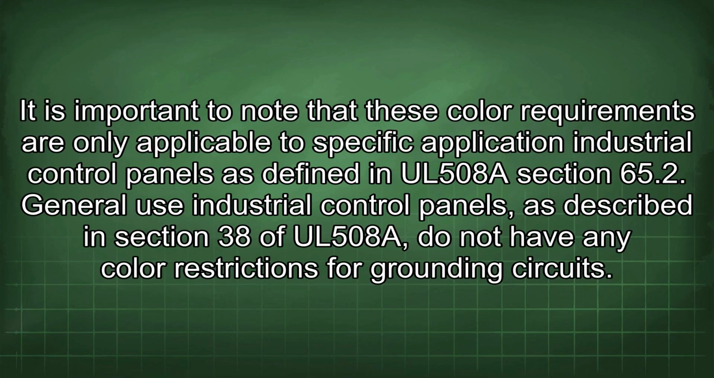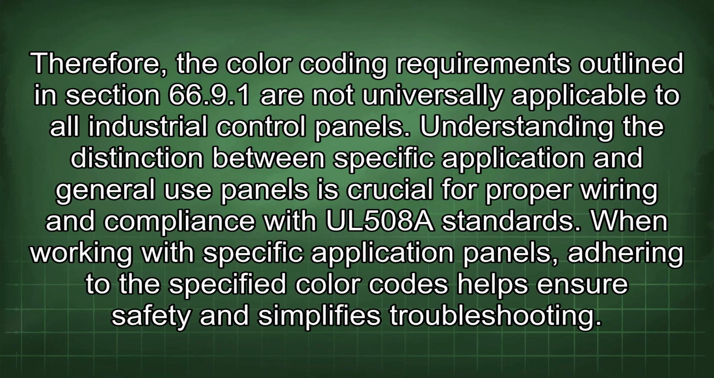It is important to note that these color requirements are only applicable to specific application industrial control panels as defined in UL508A section 65.2. General use industrial control panels, as described in section 38 of UL508A, do not have any color restrictions for grounding circuits. Therefore, the color coding requirements outlined in section 66.91 are not universally applicable to all industrial control panels. Understanding the distinction between specific application and general use panels is crucial for proper wiring and compliance with UL508A standards.